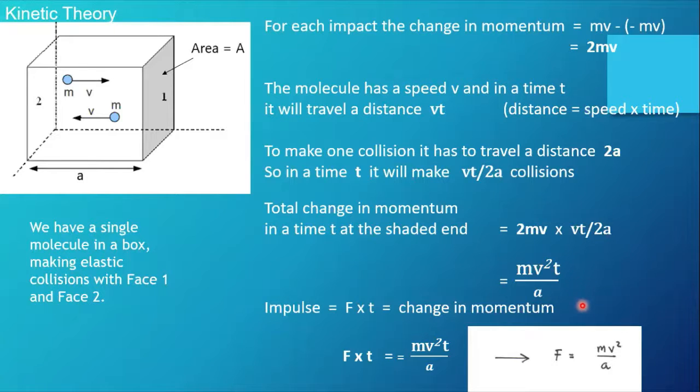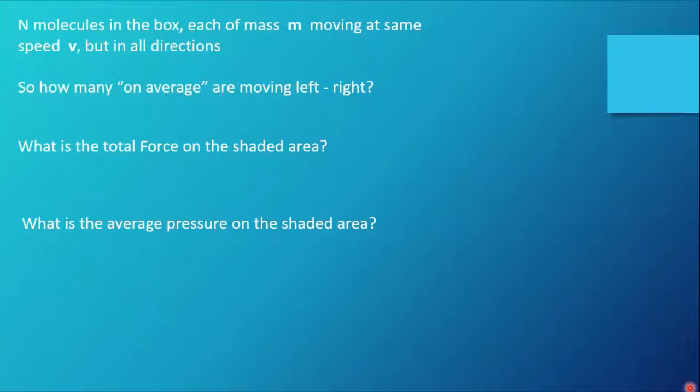Right, we know that impulse is force times time, which is change in momentum. So force times time equals mv squared t over a. t cancels and we're left with F, force, on the shaded end equals mv squared over a. Now, let's go a little bit further. If we've got n molecules in the box, each of mass m, moving at the same speed v, but in all directions, how many on average are moving left, right, right, left in that particular plane?